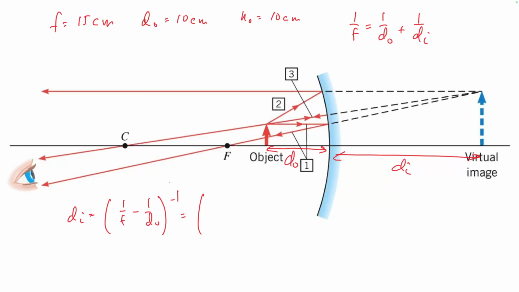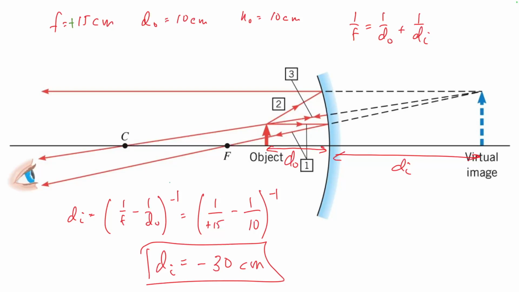So when I put in these numbers, it's 1 over a positive 15 centimeters, minus 1 over my object distance, which is always positive, that's 1 over 10. I put that all in my calculator and make sure I get the inverting everything, and I end up with negative 30 centimeters for my image distance.